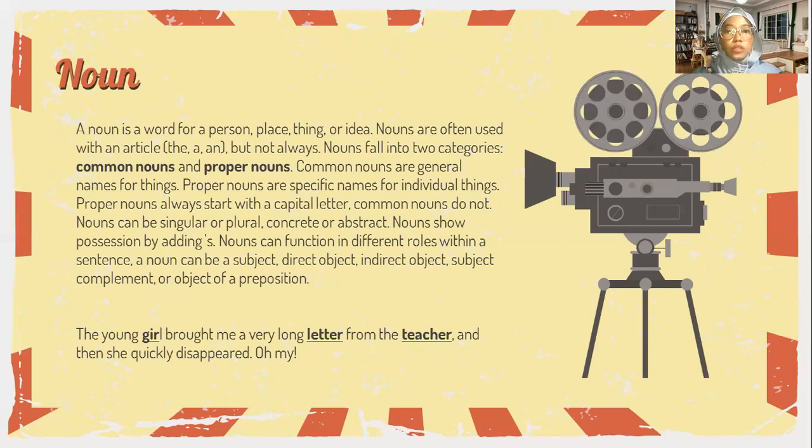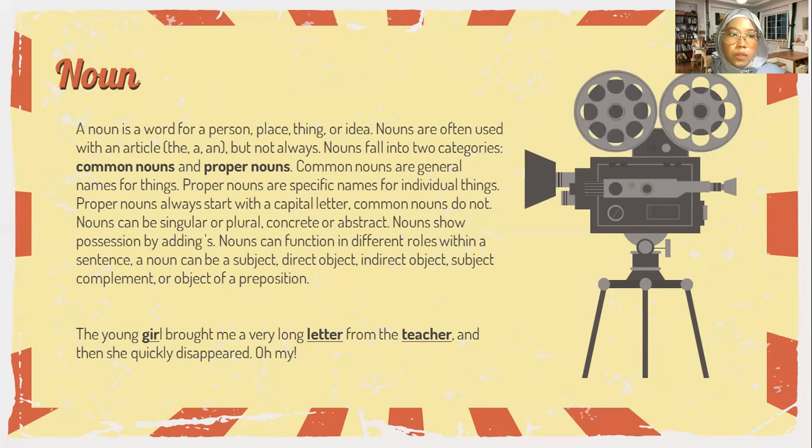Nouns fall into 2 categories: common nouns and proper nouns. Common nouns are general names for things, and proper nouns are specific names for individual things. Proper nouns always start with a capital letter. Common nouns do not. For example, planet Jupiter: the common noun is planet and the proper noun is Jupiter. Nouns can be singular or plural, concrete or abstract.